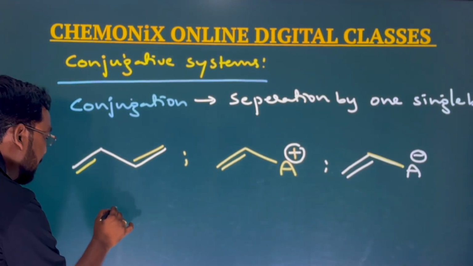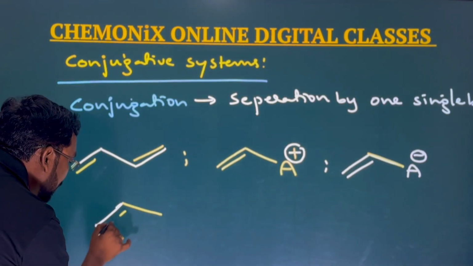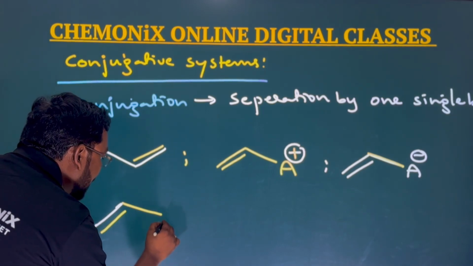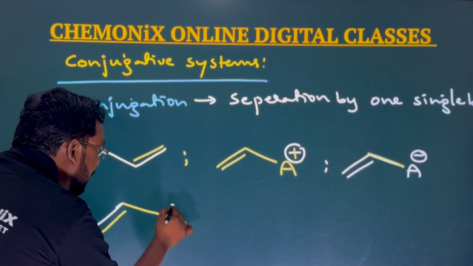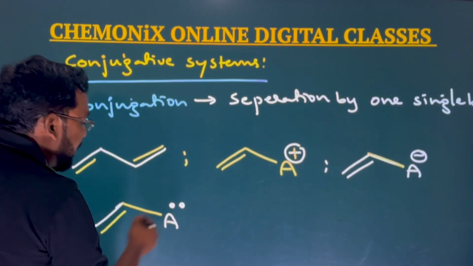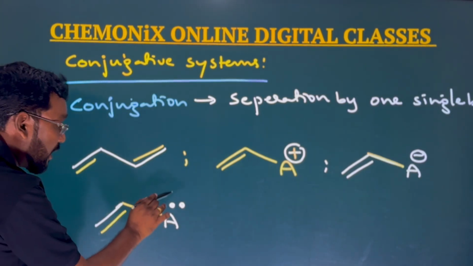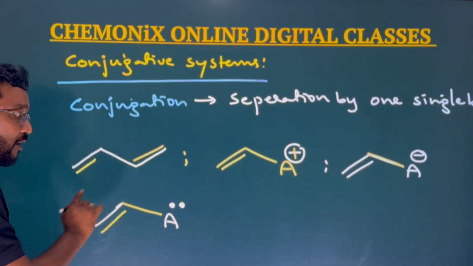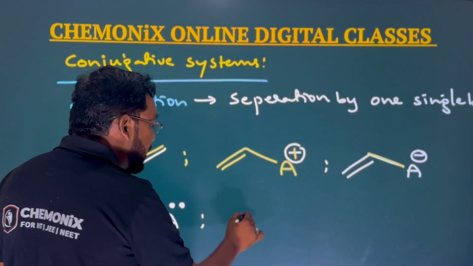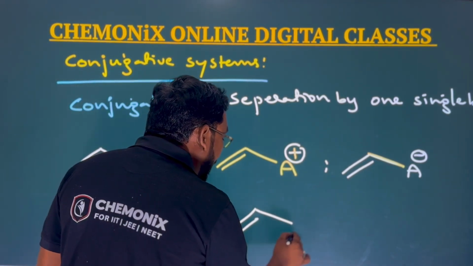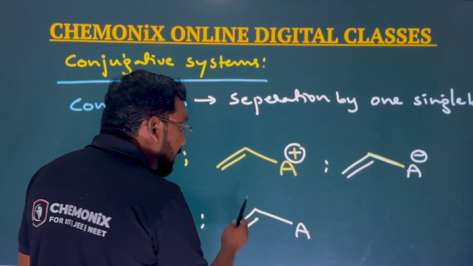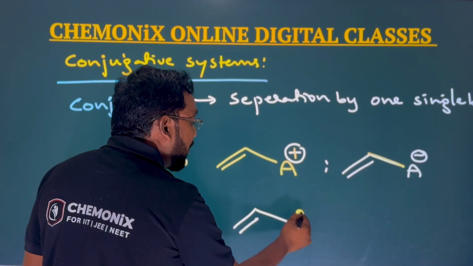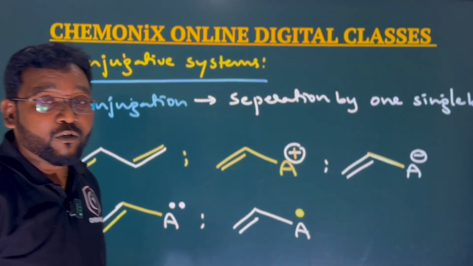Also remember, conjugation may also be between the pi bond and a lone pair of electrons. These are the lone pair electrons. You can see the lone pair electrons and the pi bond are separated by one single bond, so they are in conjugation. And one more conjugated system is the conjugation between the pi bond and one unpaired electron. Like that, we have the conjugated systems.